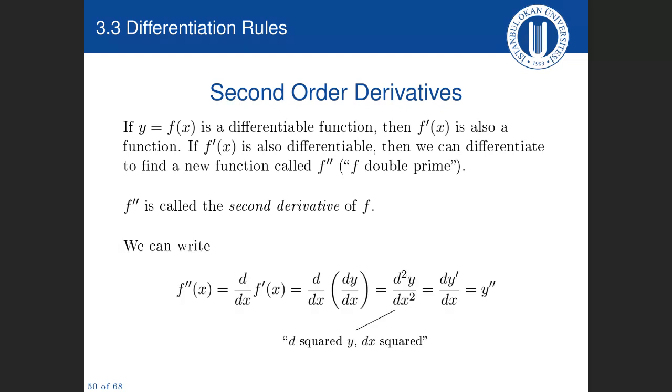We can write the second derivative of f in different ways. We could write f double prime of x, or d/dx of f prime of x, or d/dx of dy/dx, or d squared y/dx squared, or (y prime) prime, or y double prime. All of these notations mean the same thing. They all mean the second derivative of f.